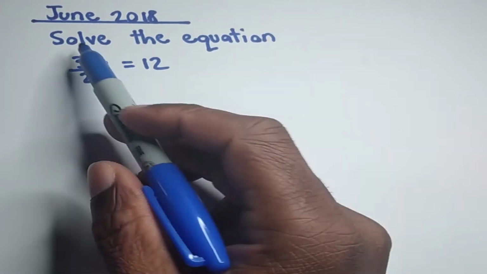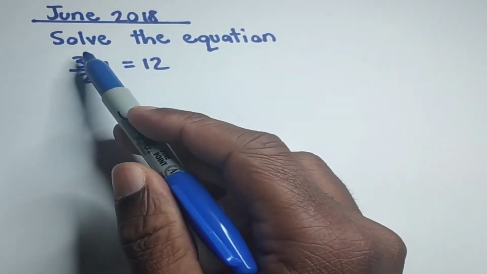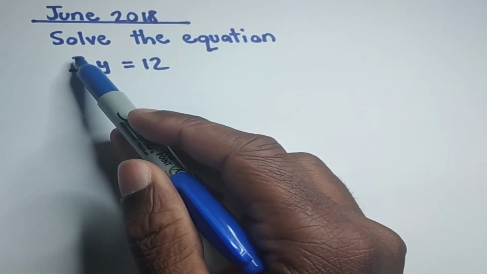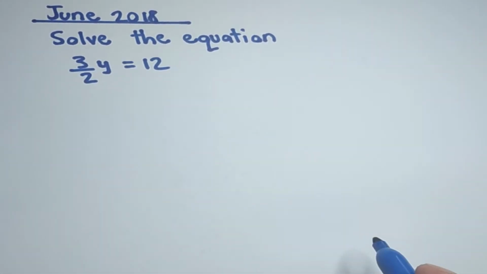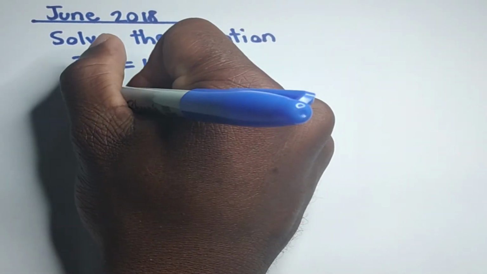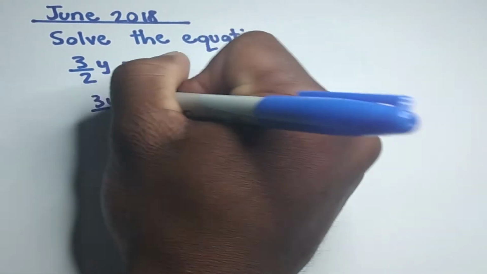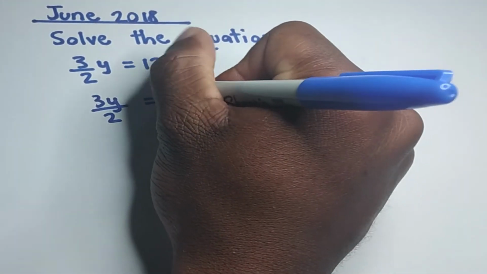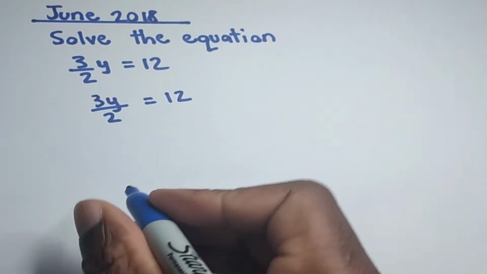All right, so this is a question that was given on the June 2018 paper. So they asked us to solve the equation, which is 3 over 2 times y is equal to 12. All right, and what we can first do, I can rewrite this equation. This is the same thing as saying 3y over 2 is equal to 12. All right, so that's pretty much how we can treat with this thing.